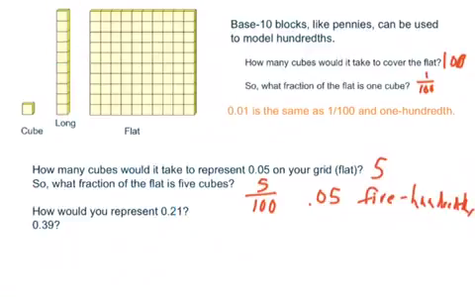So it's going to take me 2 longs and 1 cube. Right?